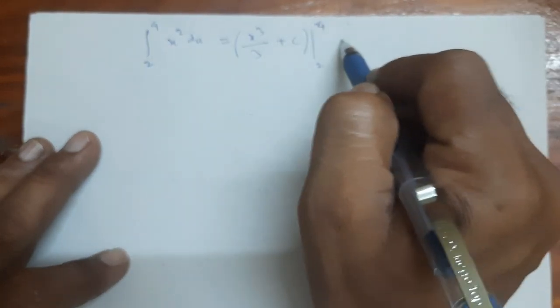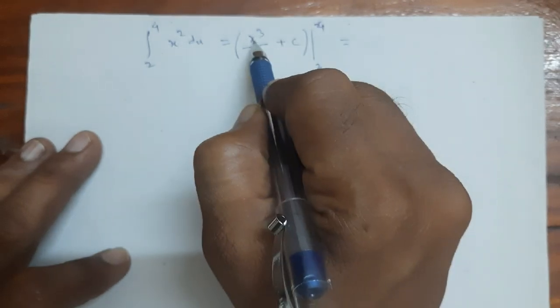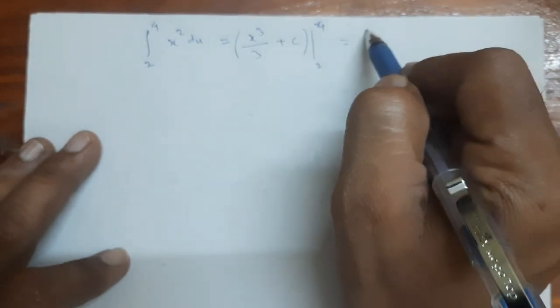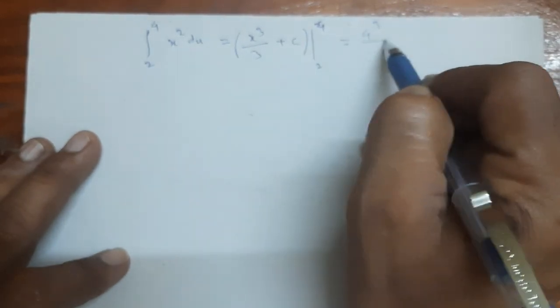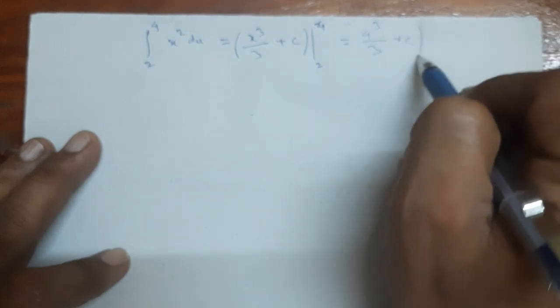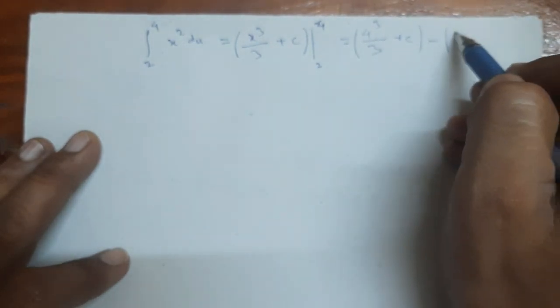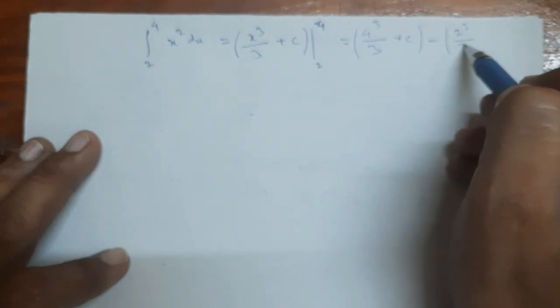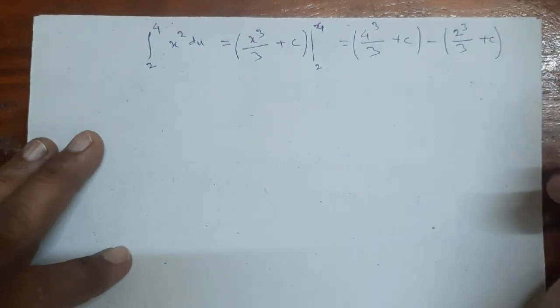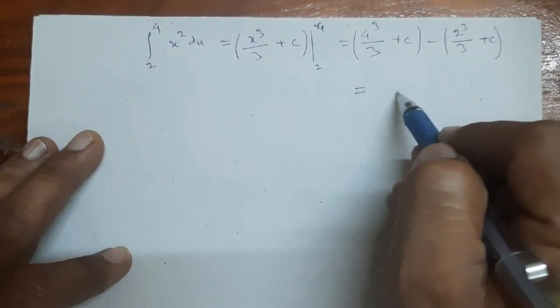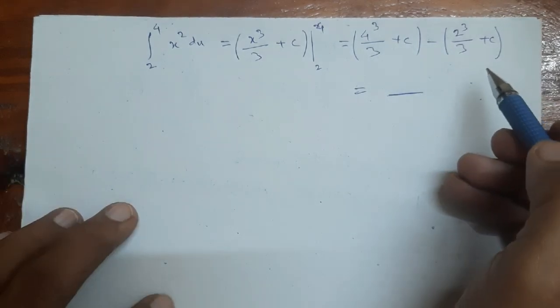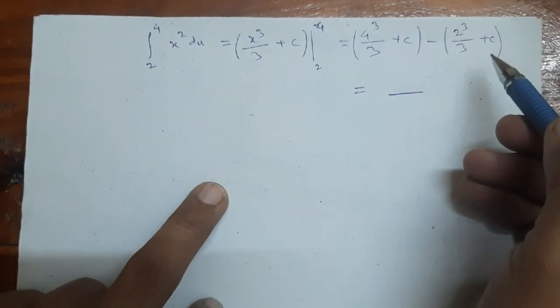4. That means I will have to substitute the upper limit. Wherever there is x, I will have to substitute 4. Therefore it is 4 cube divided by 3 plus c, minus I will have to substitute the lower limit. Therefore it is 2 cube divided by 3 plus c. Correct? And this will be a certain number.